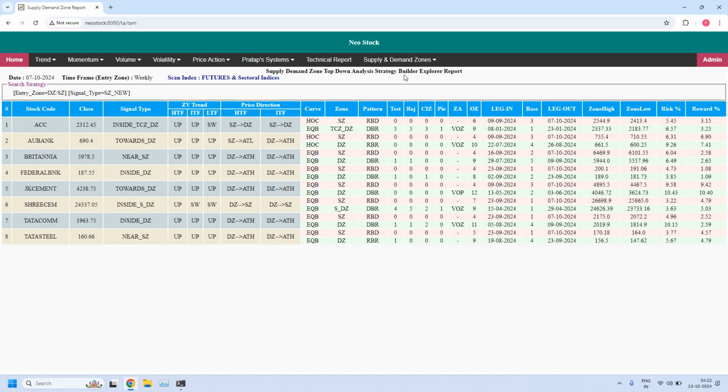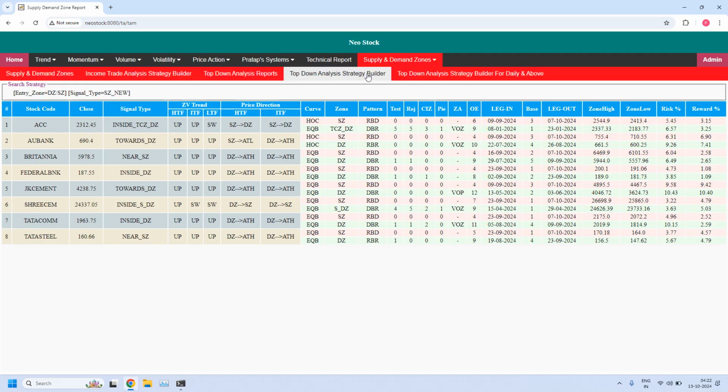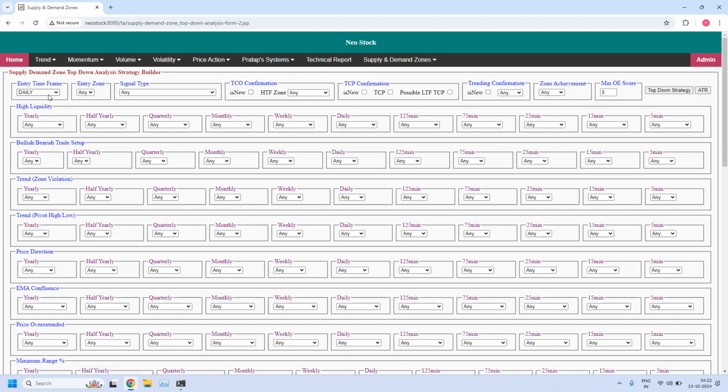Okay, next, let us see different combinations for finding high probability setups for the weekly time frame. Earlier we have seen high probability setups for prices closed inside the zones. But sometimes prices are outside the zones, and still high probability setups will be there. You may get trade opportunities.